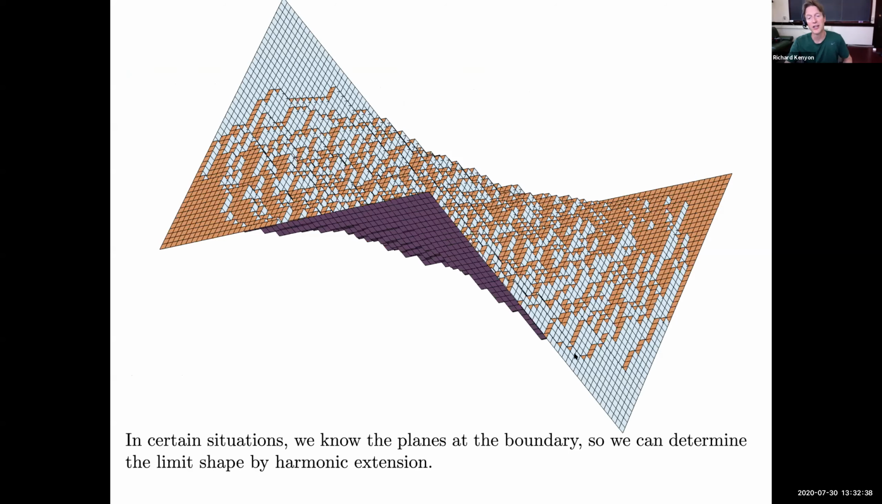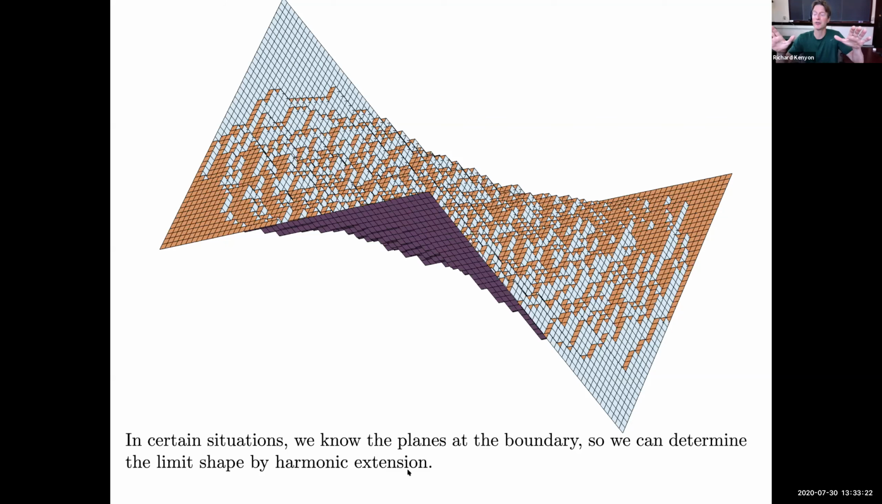Okay, so here's another picture of that lozenge tiling of a box, a plane partition, which I'm showing on this edge here. What you can see from this picture is that if you think about the limiting surface, the tangent planes near the boundary are in fact determined. Over here, you see this blue facet. That means that the tangent plane is determined all along that edge, and here and there and there. So in certain situations, we know what the planes are at the boundary. And if we know what the planes are at the boundary, then you can determine the limit shape by harmonic extension, right?